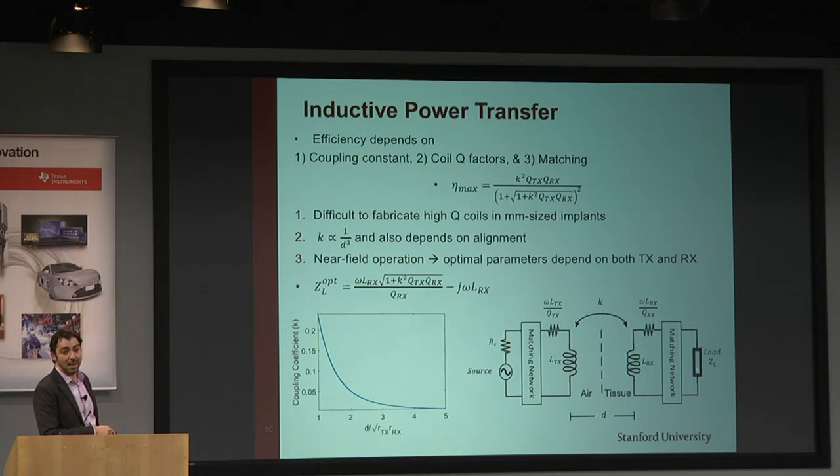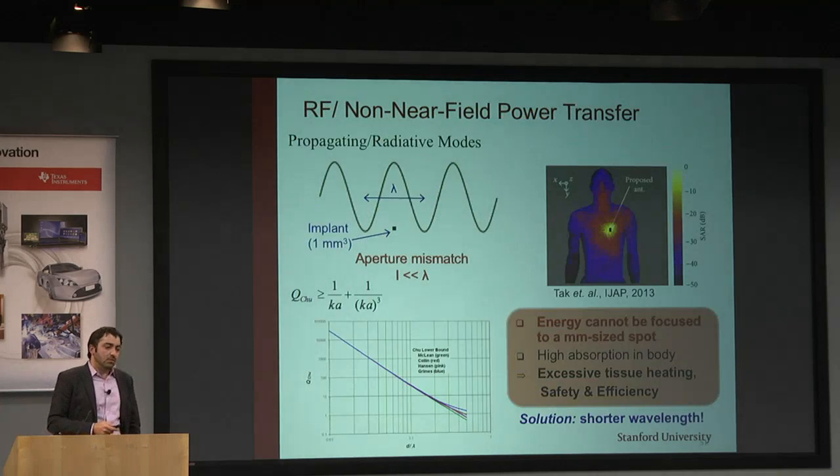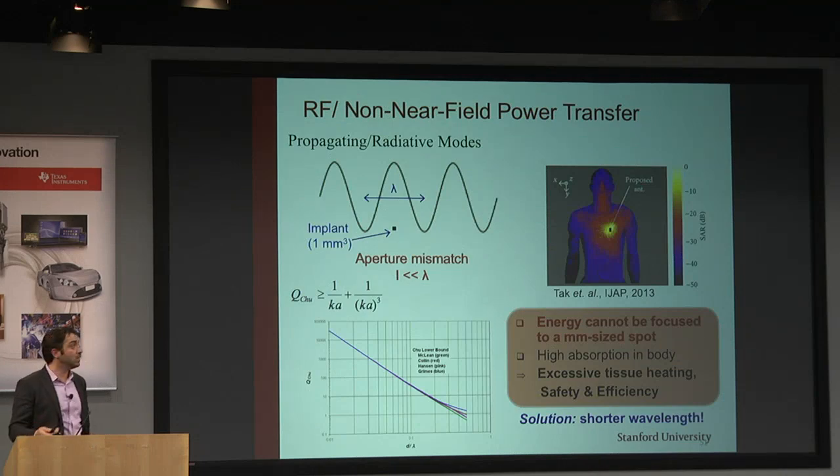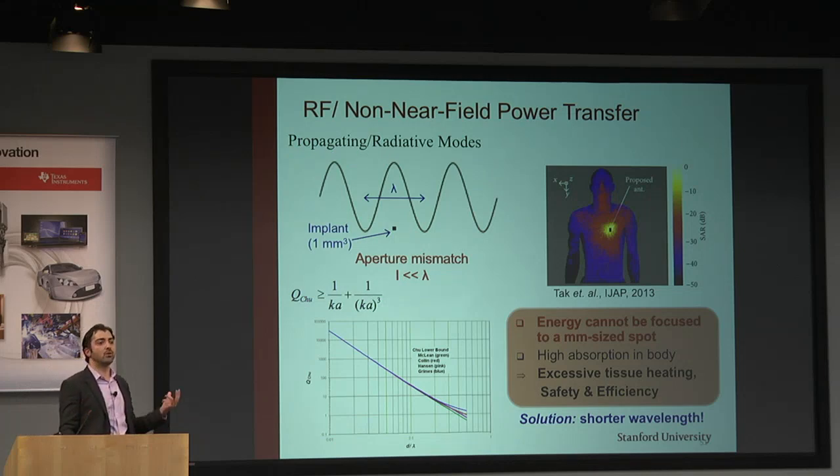The next potential solution, which I think has a lot more potential, is that you can look at getting and using propagative modes or radiative modes into tissue. So you can say, why do I operate purely in the near field? Can I increase the frequency so that I have propagating modes into tissue, just like wireless communication? I have propagating modes, I have radiative modes. And this is very interesting for a lot of applications.